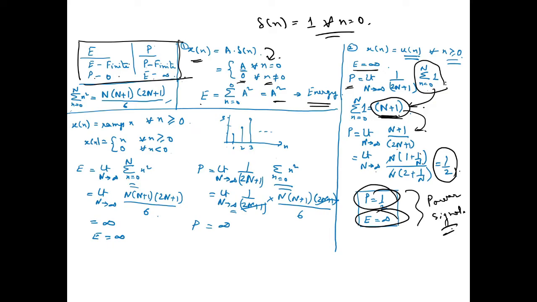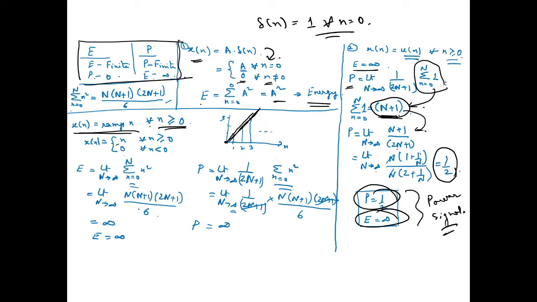Okay, then we have another interesting signal, x[n] equals ramp[n]. Ramp means with time the signal continues to increase. It is defined as x[n] equals n for n greater than or equal to 0, and 0 for n less than 0. So if you see, as the time increases, this signal is continuously increasing with time.